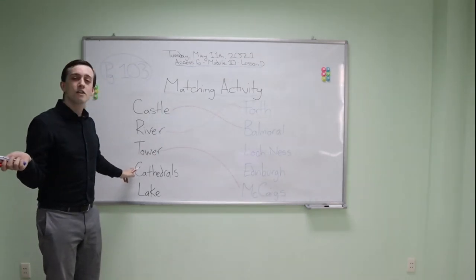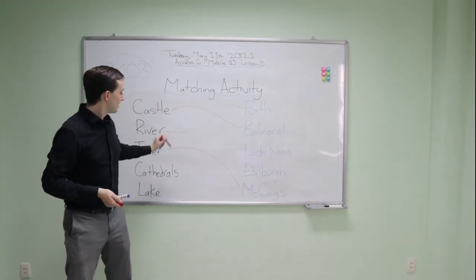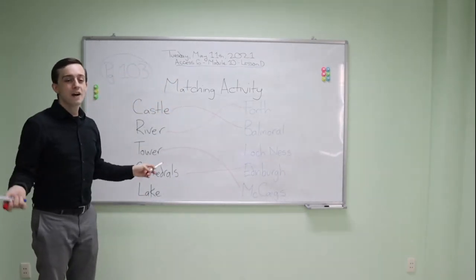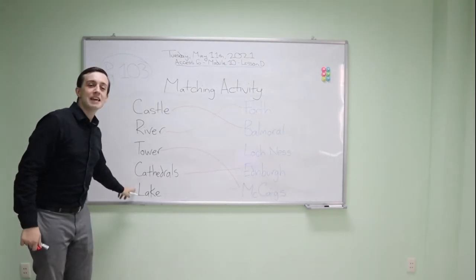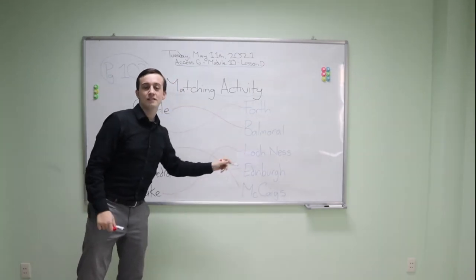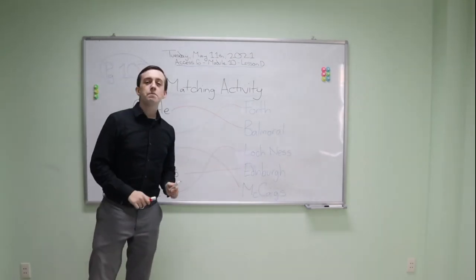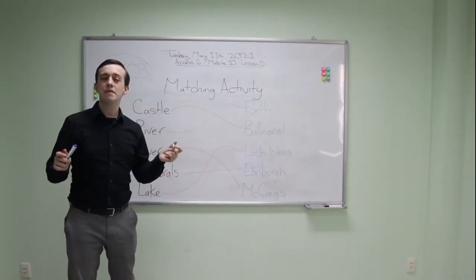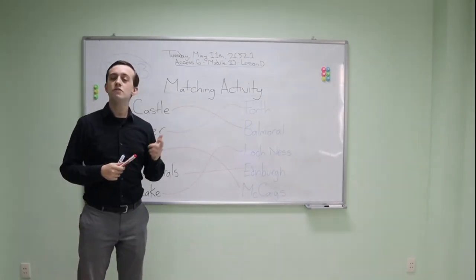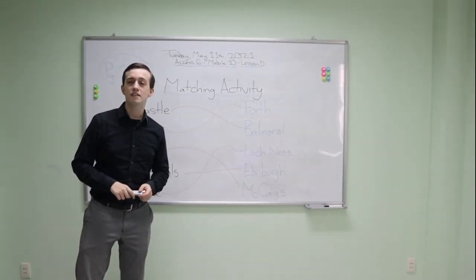Cathedrals. Where are the cathedrals in Scotland? Excellent, yes. The cathedrals are in Edinburgh. And finally, the famous lake. This is Loch Ness. Okay. In Loch Ness, some people say there's a famous scary monster that lives in the lake. Do you think it's true? Is there a monster that lives in the lake?